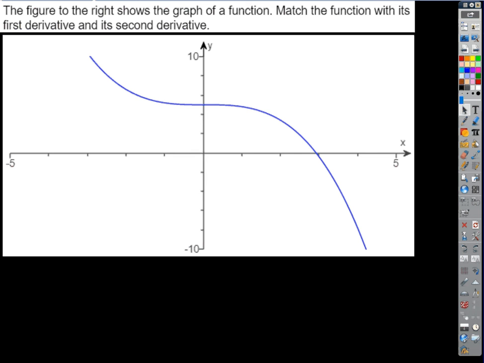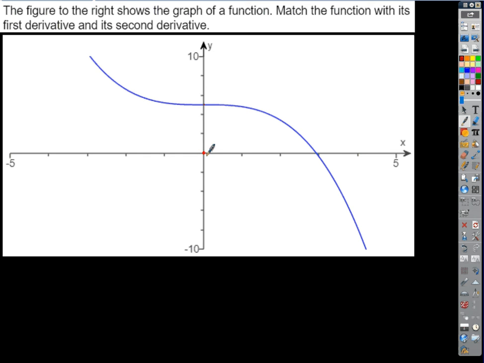So here's the function. Let's graph the first derivative. Where's a point that we know on the graph of the derivative? At 0, what's going on? It's horizontal. Good, a horizontal tangent. So what's the value of the derivative? 0. Okay, so you know that the derivative function is going to go through there, isn't it?